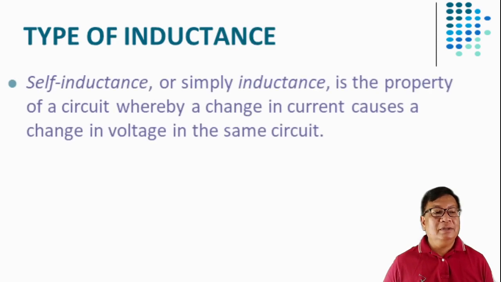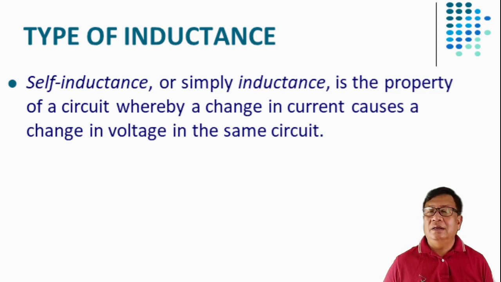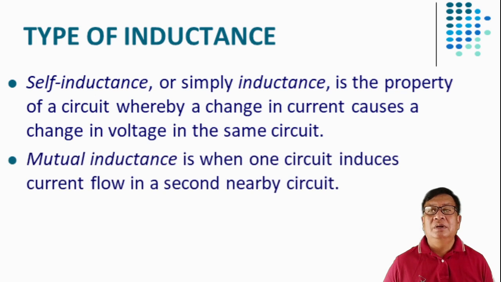So for types of inductance, we have self-inductance, or simply inductance. That is self-inductance. It is the property of a circuit whereby a change in current causes a change in voltage in the same circuit.